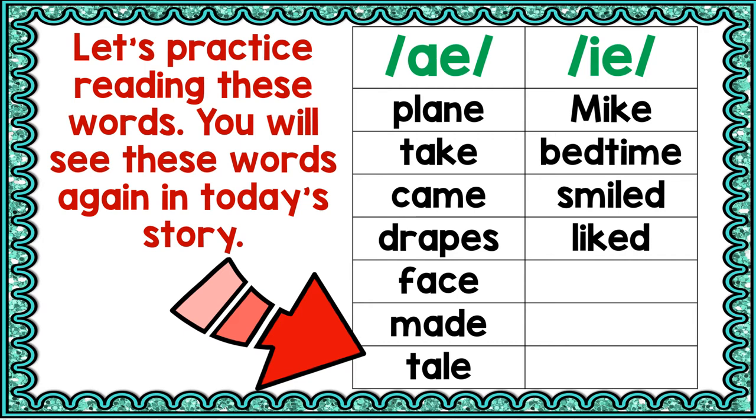Now let's read the next column. Remember, these words have the I sound because of the sneaky E. It's a long vowel for I. Now the second word, look at the word bedtime. You notice that there's two vowel sounds. We have the eh and the I. So be careful with that one because that one is a compound word. All right, let's read the words going down. Mike, bedtime, smiled, liked. Now let's read them a little faster. Mike, bedtime, smiled, liked. Great job.